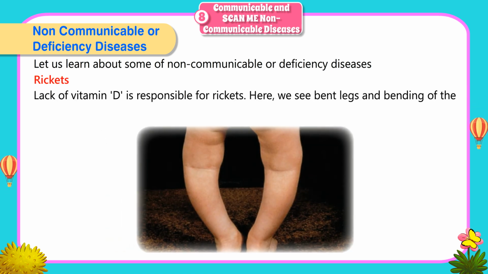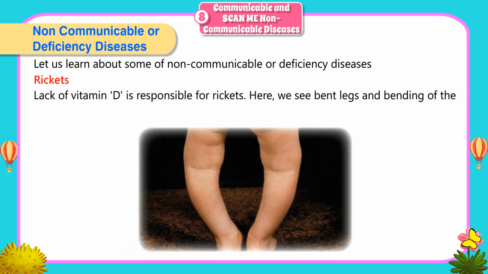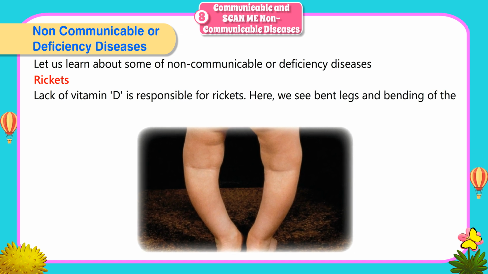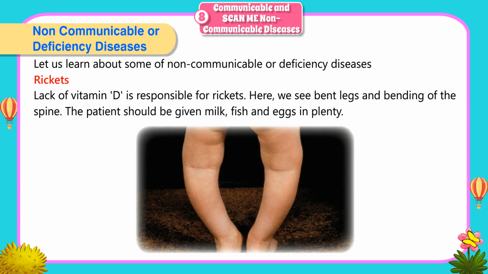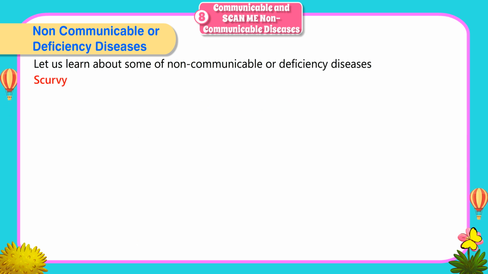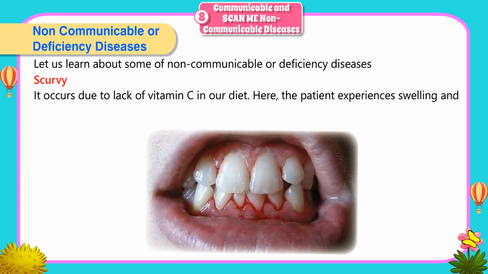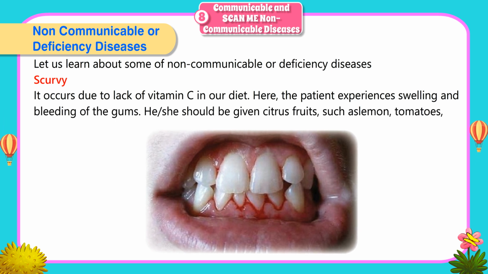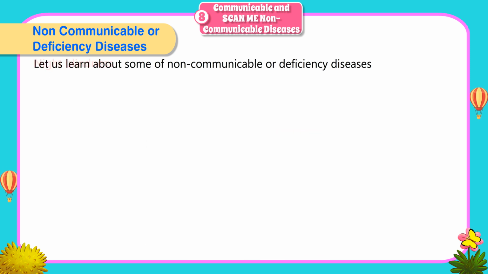Rickets. Lack of vitamin D is responsible for rickets. Here, we see bent legs and bending of the spine. The patient should be given milk, fish and eggs in plenty. Scurvy. It occurs due to lack of vitamin C in our diet. Here, the patient experiences swelling and bleeding of the gums. He/she should be given citrus fruits such as lemon, tomatoes, oranges, etc.